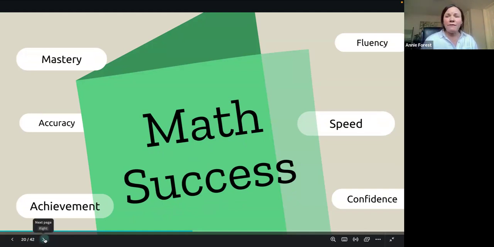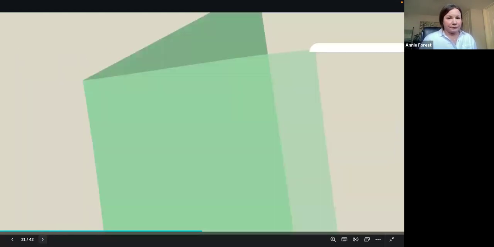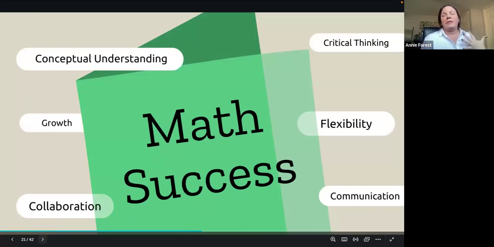My next slide also has words that I've heard associated with math success. I think this slide maybe speaks to more of a focus on procedural understanding in math. Not right or wrong, but this one maybe speaks to people looking for more of a conceptual understanding in math. Again, not right or wrong. I think you need both procedural and conceptual understanding in math. But all of these words go into this idea of what is success in math.